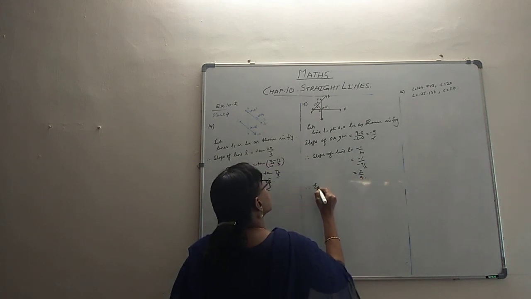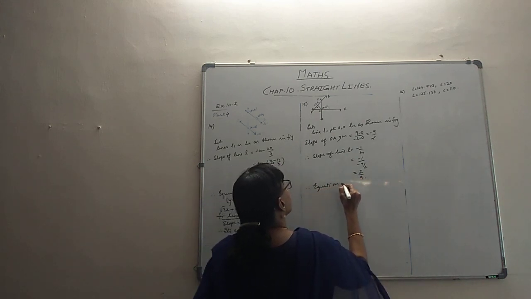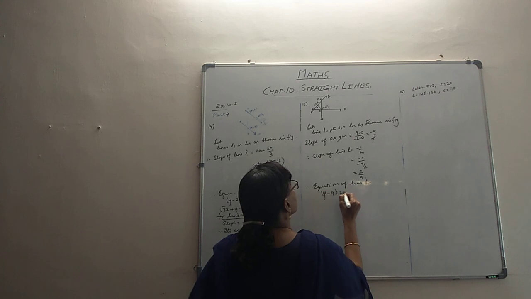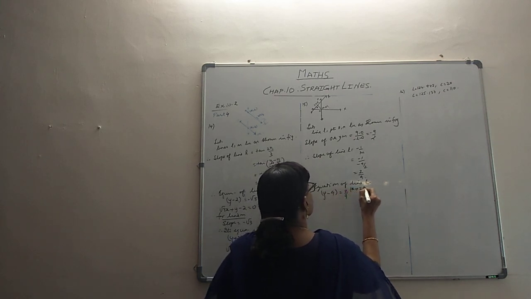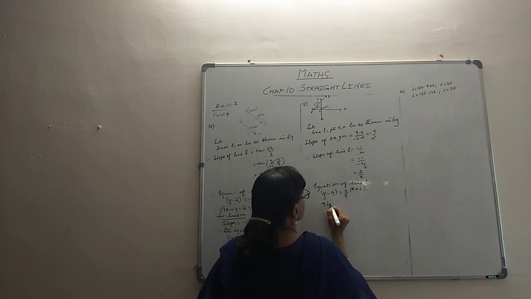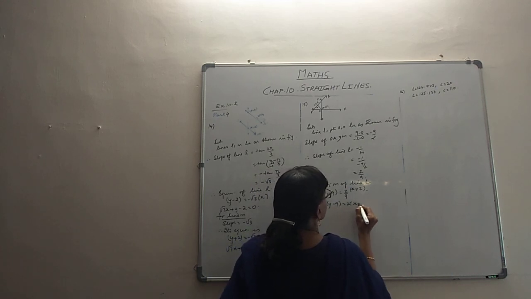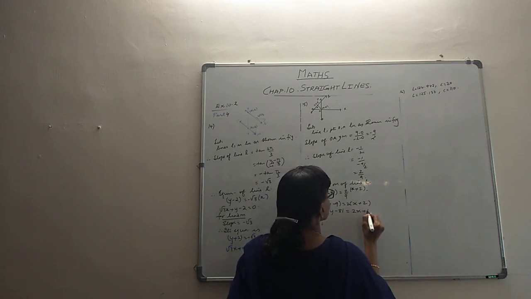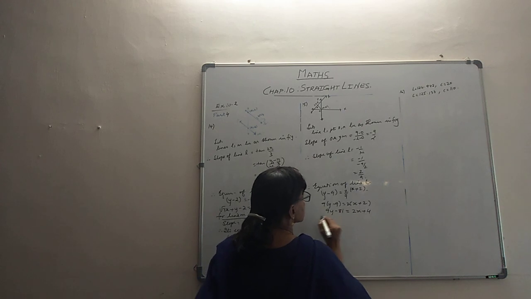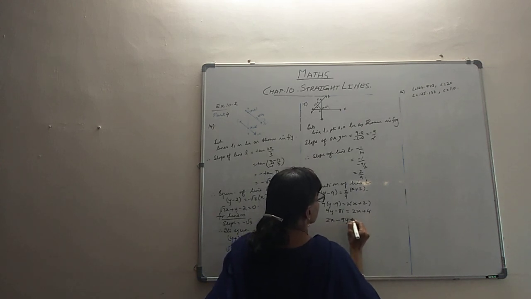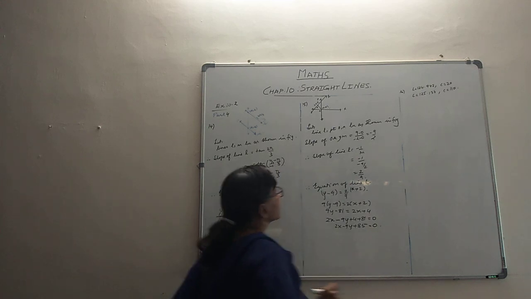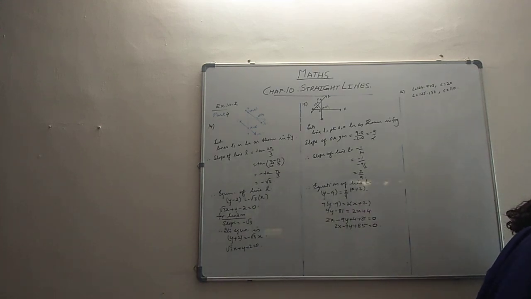Therefore the equation of line L: y minus y1 equals m times (x minus x1). Let's open this up: 9y minus 81 equals 2x plus 4. So have everything on one side: 2x minus 9y plus 4 plus 81 equals 0, so 2x minus 9y plus 85 equals 0. That's the 15th question.